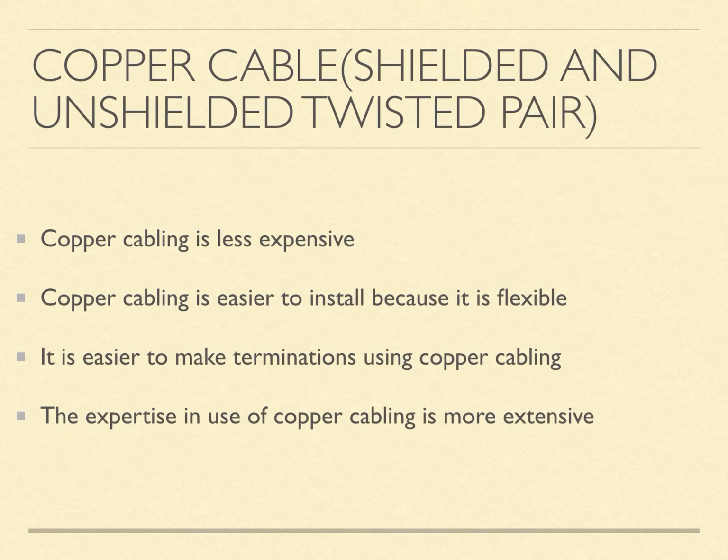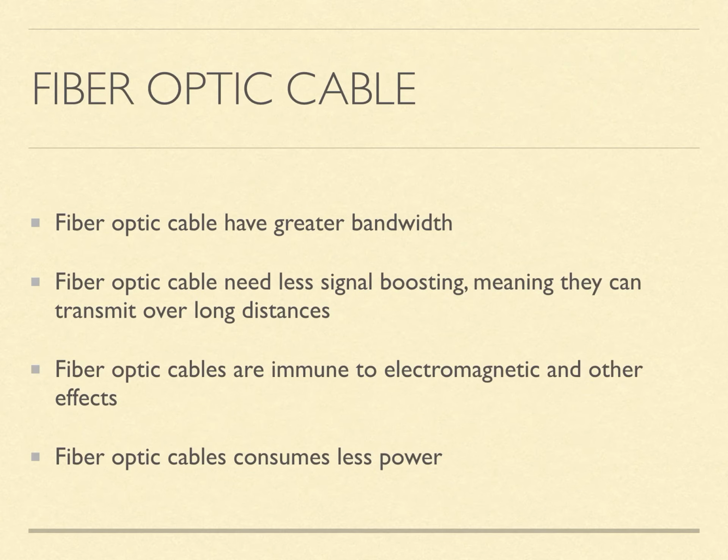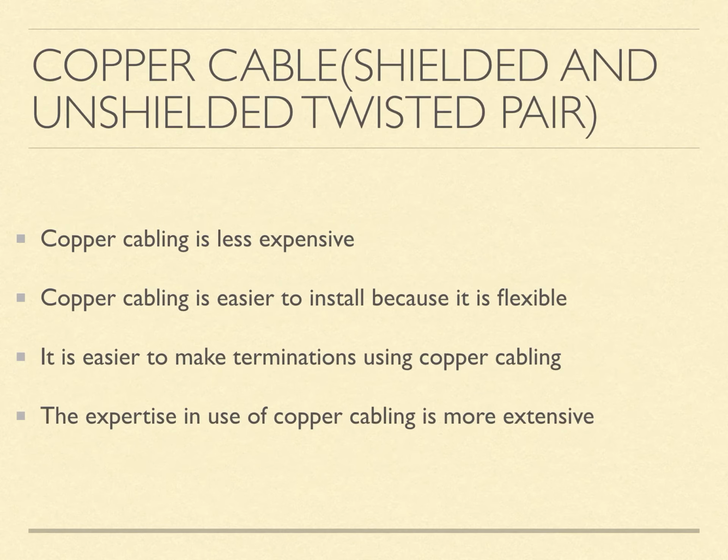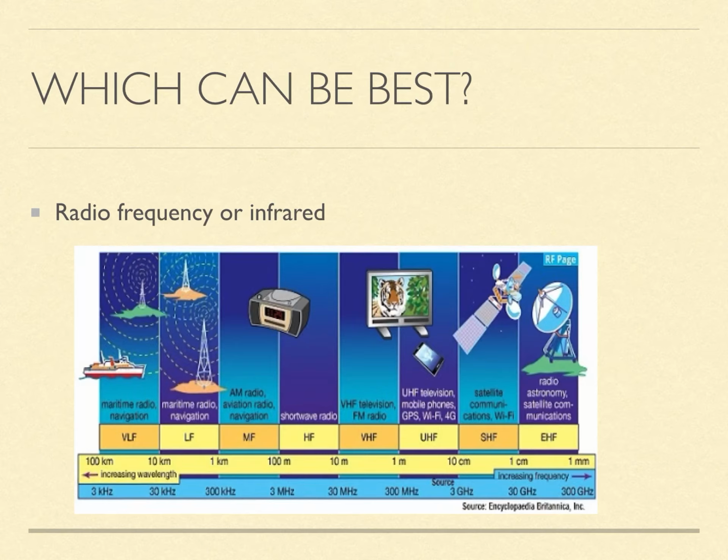Okay, then copper cable. Copper cabling is less expensive. Copper cable is easier to install because it is flexible. It's easier to make terminations using copper cabling. The expertise in use of copper cabling is more extensive. Right, so at the end of the day, you still need to choose which one and always give your 4 reasons or 5 reasons, whatever the question is required in the examination.